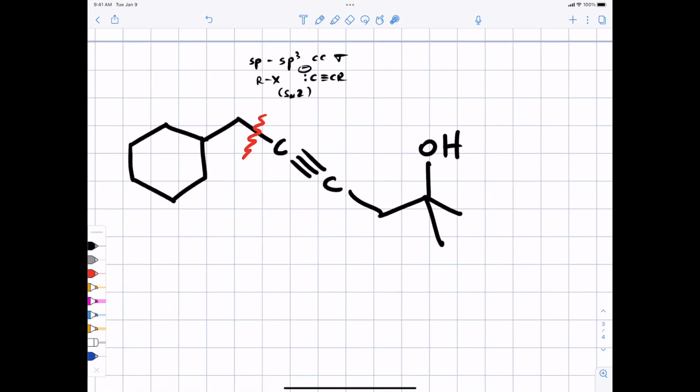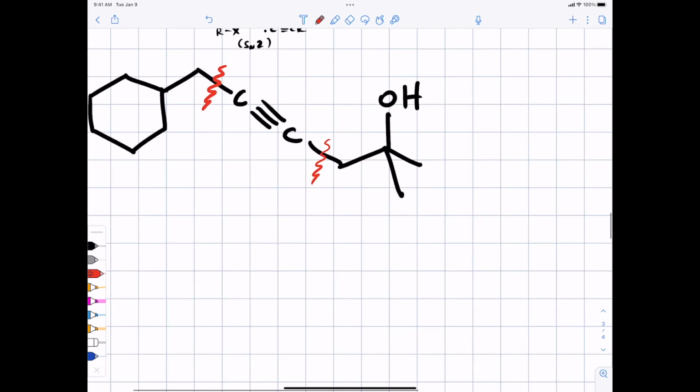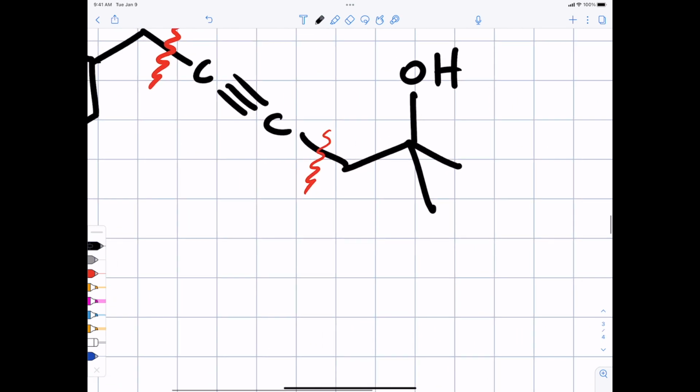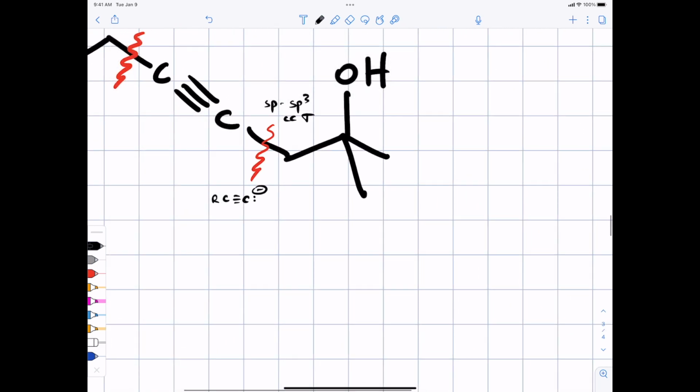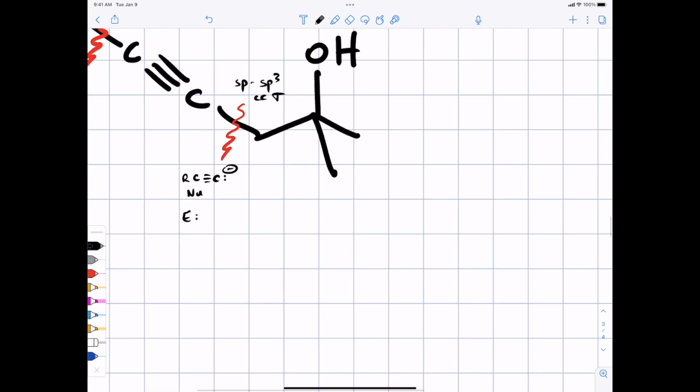What other bonds do I know how to make here? I could make the one on the other side. Yeah, let's talk about that. What do you think the starting materials would have been for making that bond? Another alkyne, right? And again, this is an sp to sp3 carbon-carbon sigma bond. If you want to do an SN2 reaction, this was your nucleophile. What do you think your electrophile would have been? Go ahead, somebody take a risk. You want an alkyl halide here, okay?